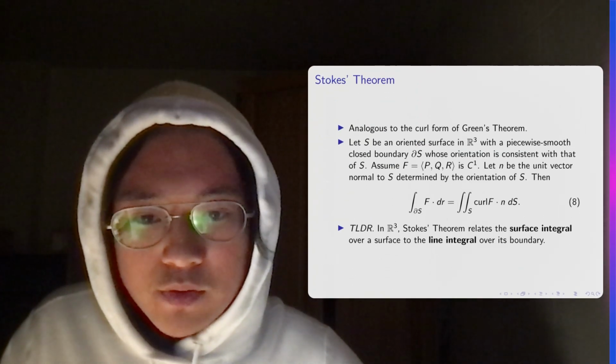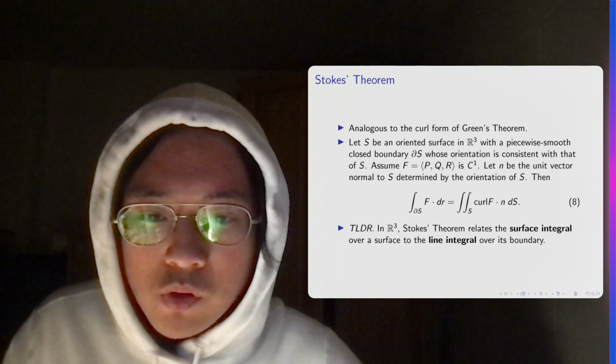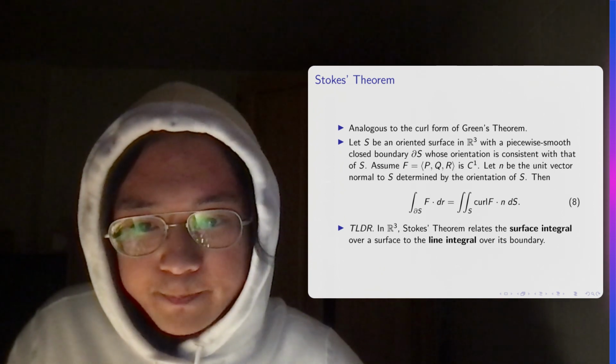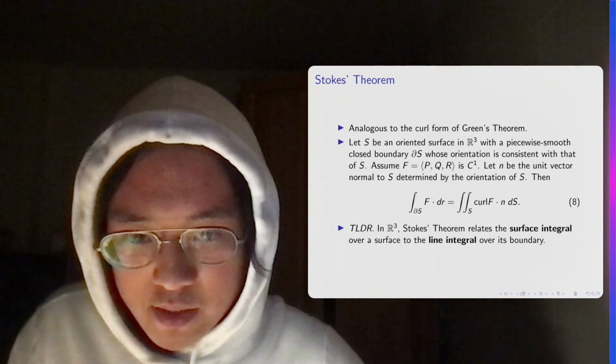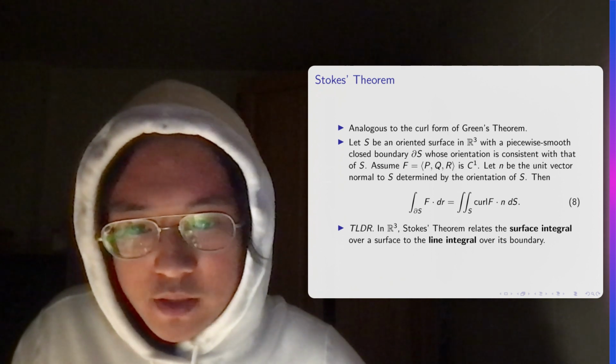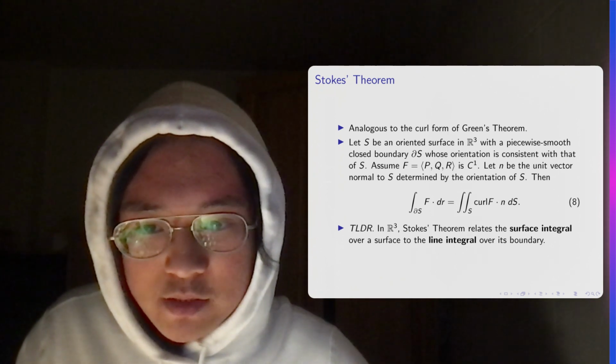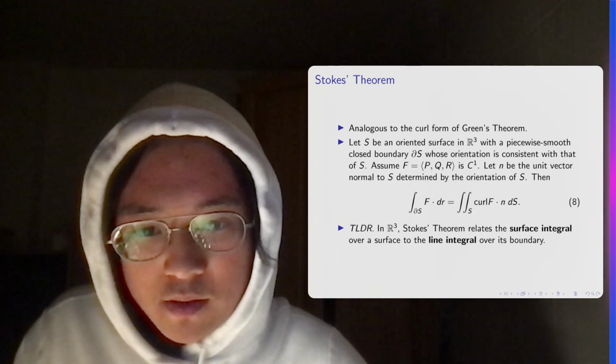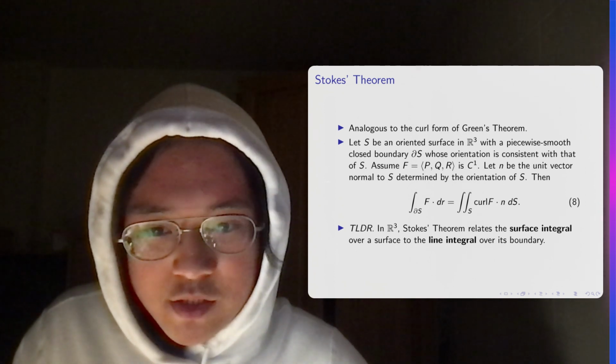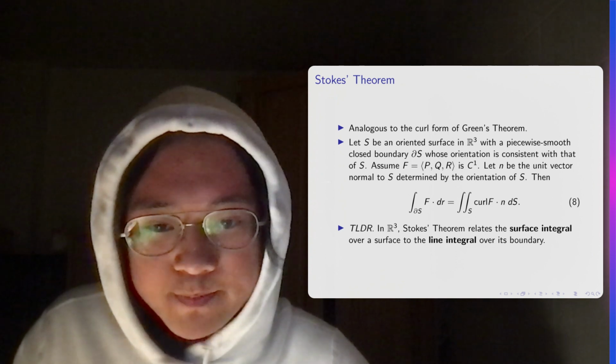Now let's look at Stokes' theorem, which is analogous to the curl form of Green's theorem. I won't go into details about the orientation of the boundaries and the surface. If you want clarification on that, I suggest that you go back to the textbook and read the descriptions there. I will just skip all that and jump straight into the theorem.